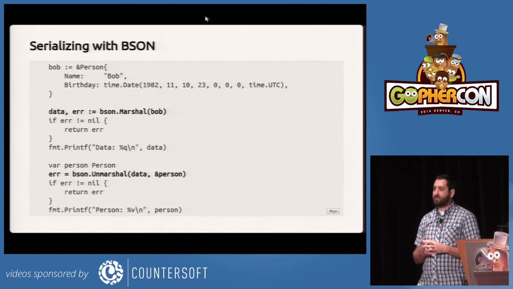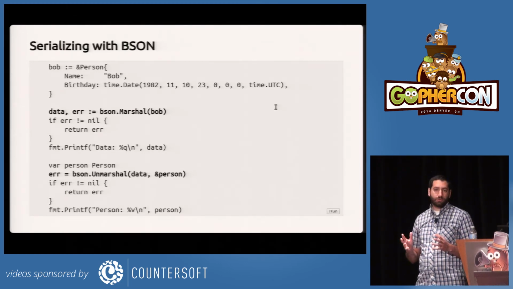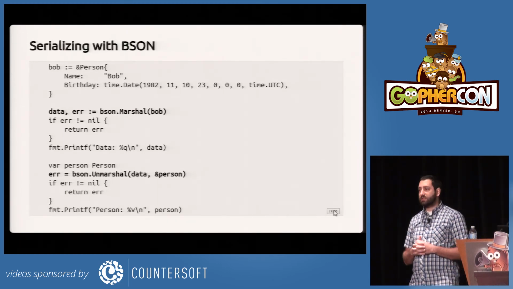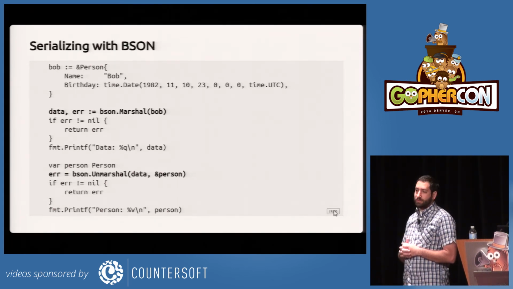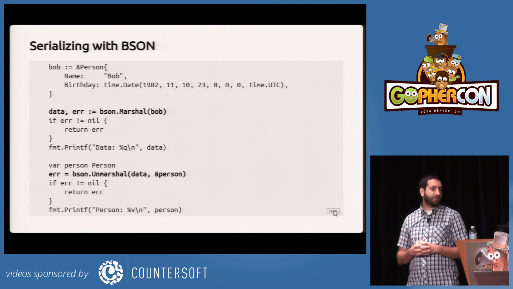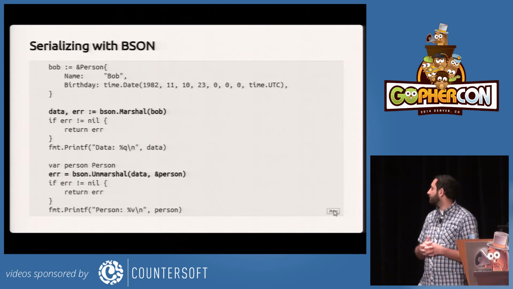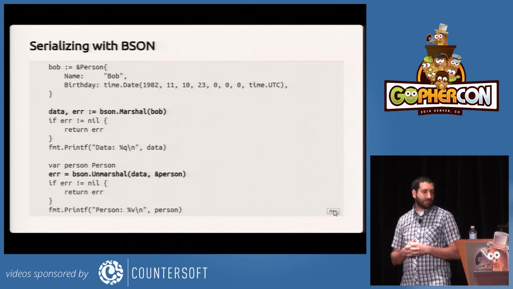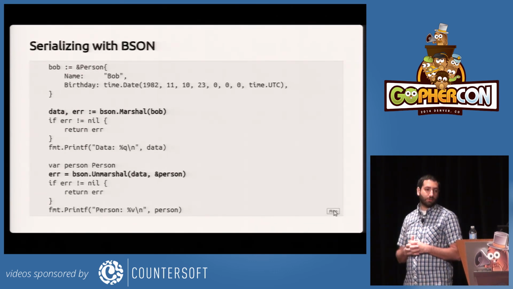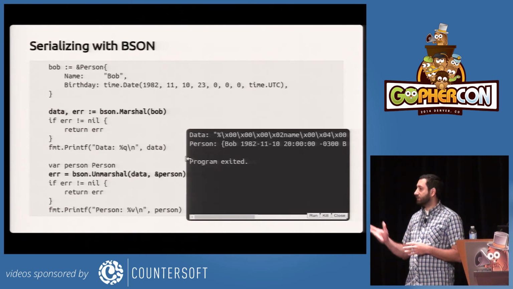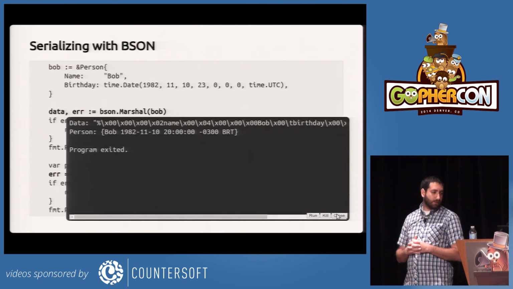I want to do a little demo with serialization within BSON. We have a regular Go struct here, a person. You'll notice we have a birthday with an actual date type, which is something that doesn't work well in a lot of other serialization formats like JSON. We're going to marshal this struct into a byte slice, and then take the byte slice and unmarshal it into a new struct. We'll run the code, and you can see that the transformation works both ways.